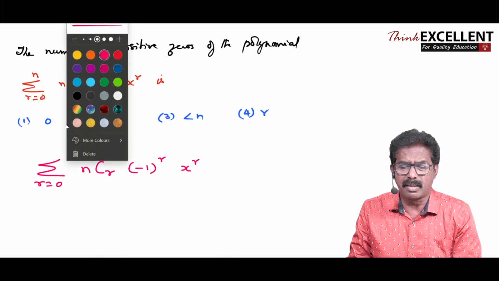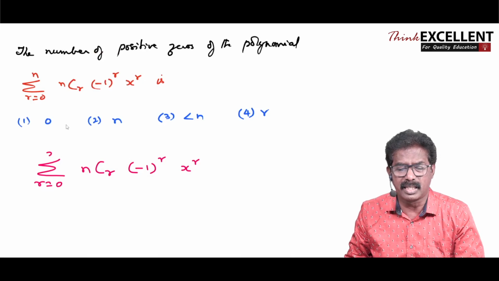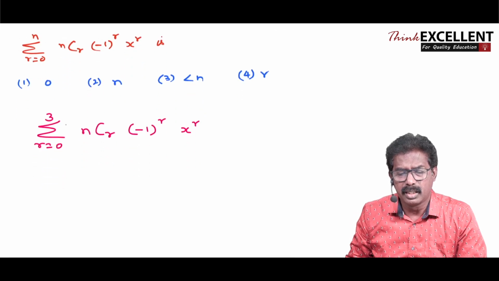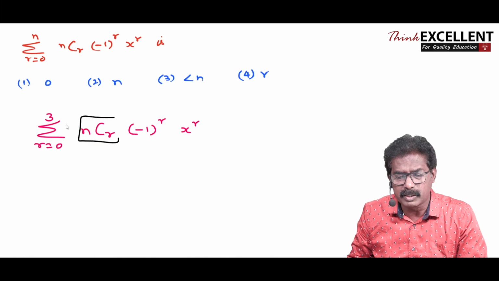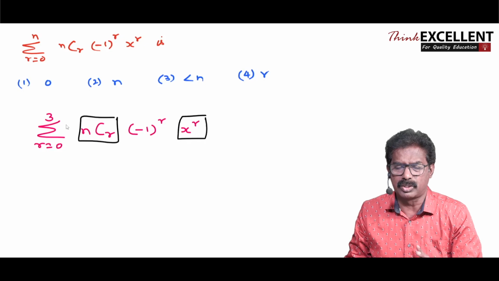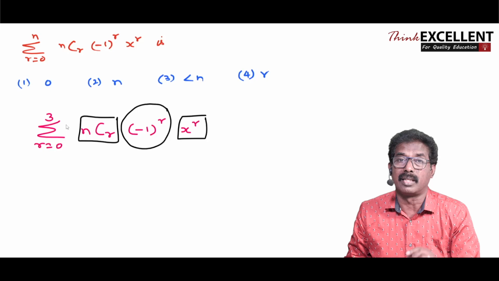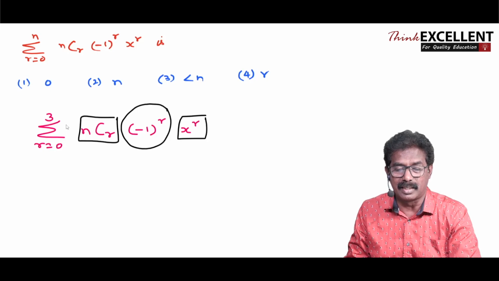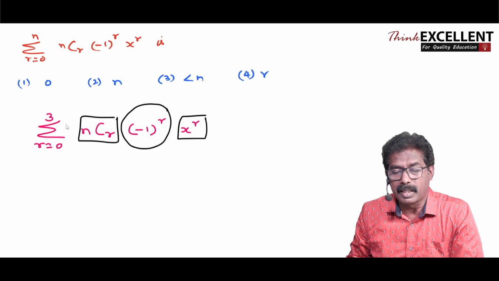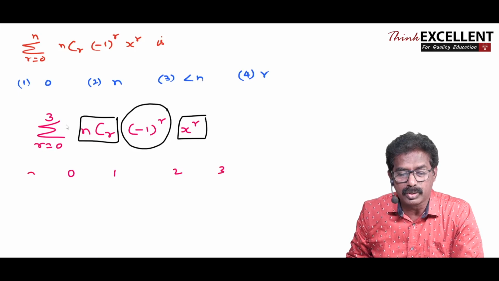See, I am taking some number, say 3 instead of n, to make it easy to understand. So n is equal to 3, and r goes from 0 to 3. Please listen here: nCr is always positive. x power r is also always positive. So the only thing that matters is minus 1 raised to r. It only gives the sign here, right? These are the values you give for r: 0, 1, 2, 3.